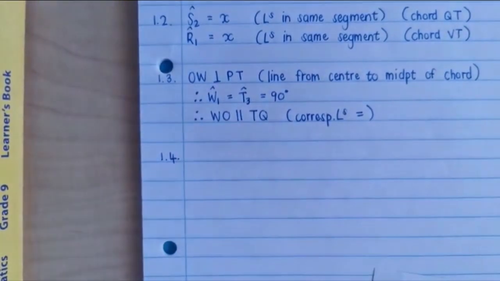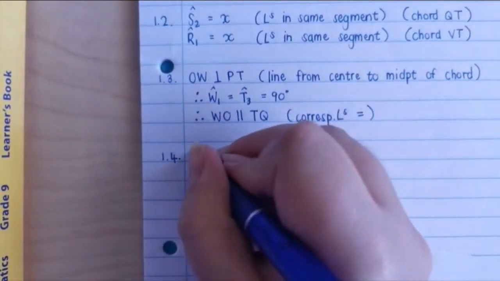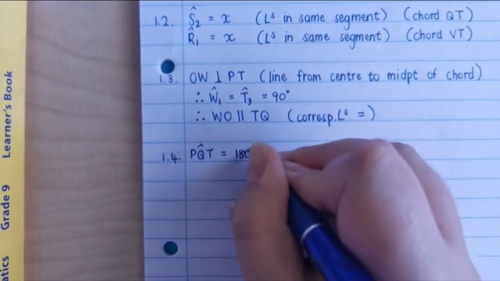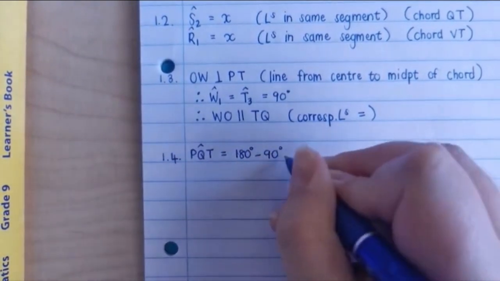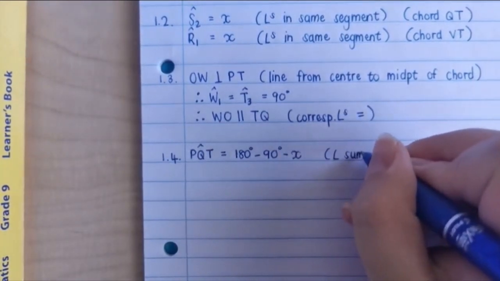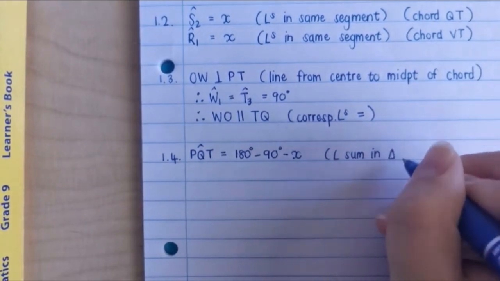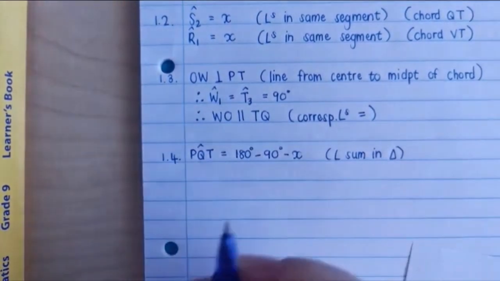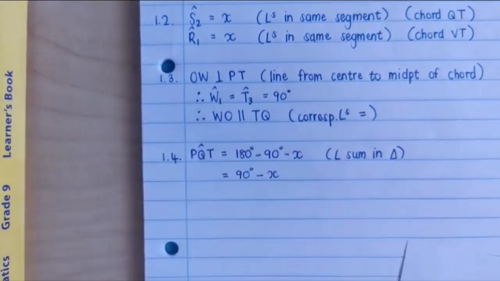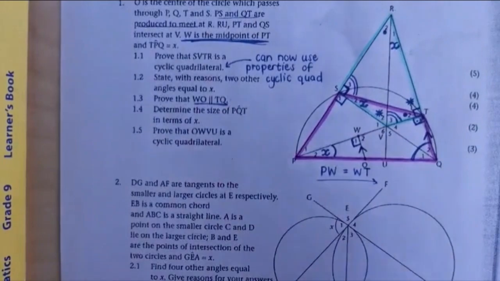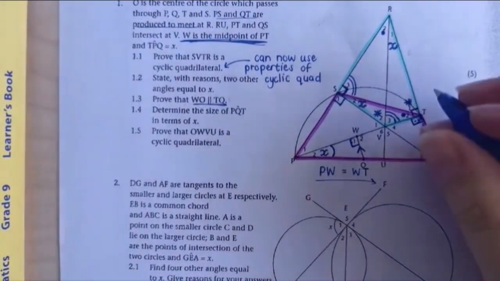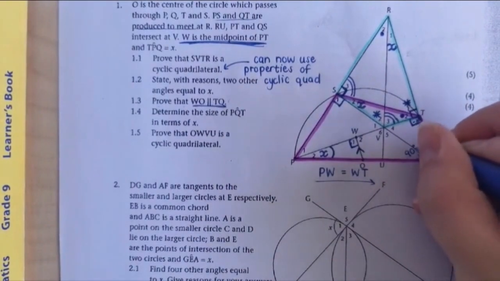All right, so 1.4, PQT is equal to, and you don't have to write this whole working, you can just write 90 minus x straight away, but I'm just showing where this is coming from. So angle sum in triangle, 180 minus 90 is 90, and then minus x, correct. Let's fill that in. Maybe we're going to have to use that. So this whole angle is 90 minus x.